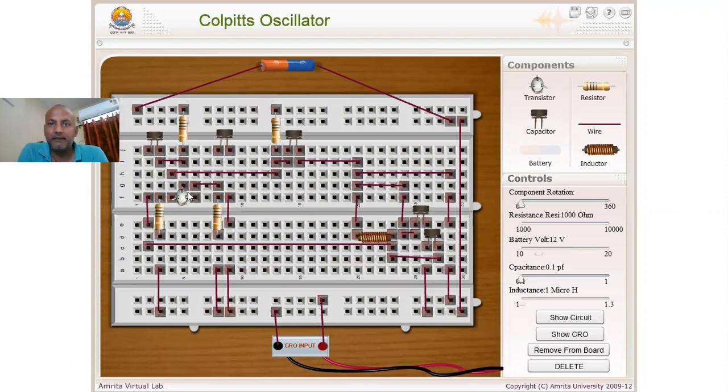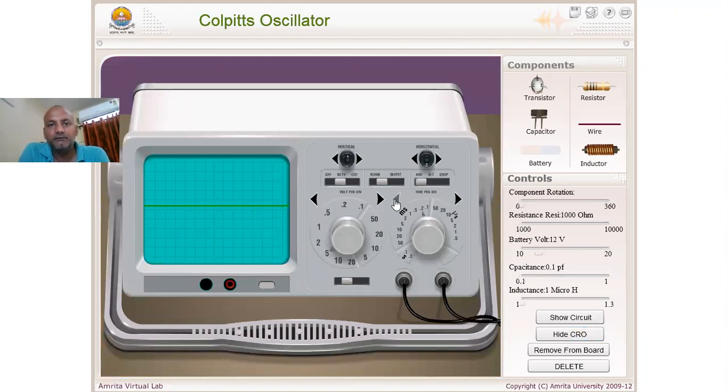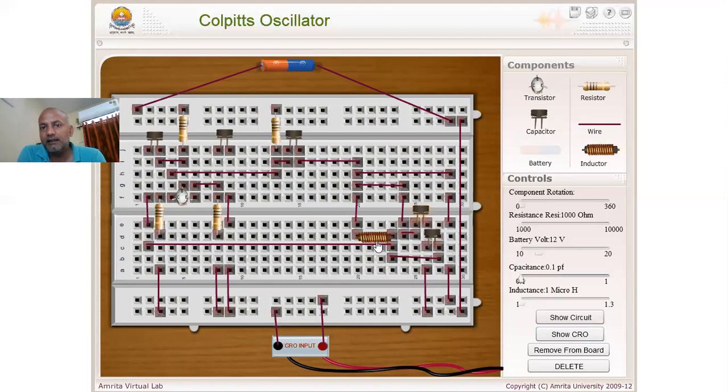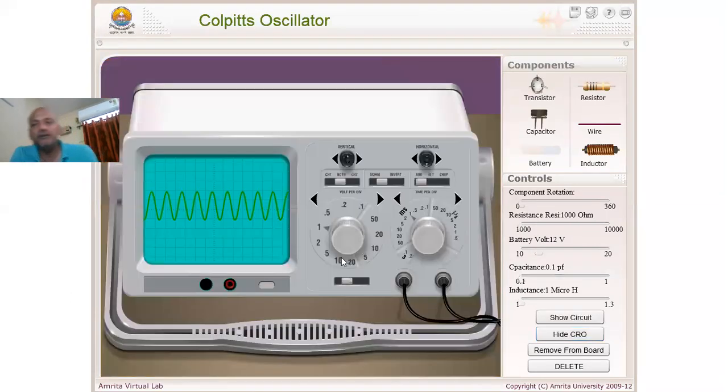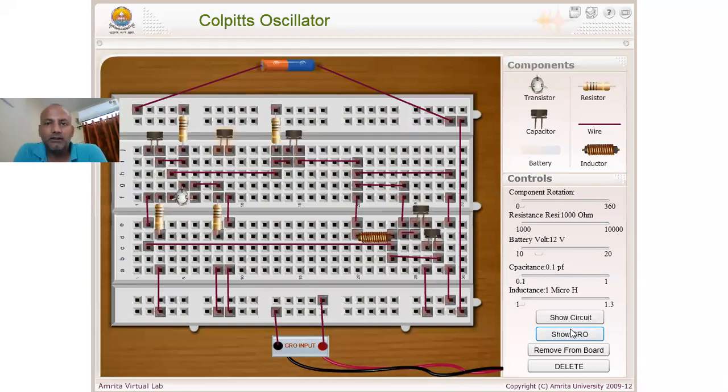Tank circuit, amplifier circuit, feedback. Okay, now let us check the output on the CRO. So we have a sinusoidal wave. You can calculate the frequency and amplitude of this wave by using this scale and calculating. Now you can change C1, C2, L and RC, R1, R2, RE, CE according to your requirement, and calculate the frequency of this oscillator. So that's all for the Colpitts oscillator.